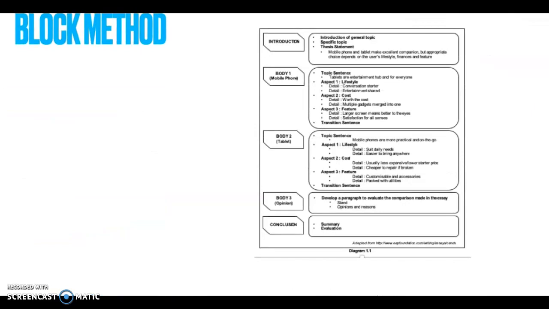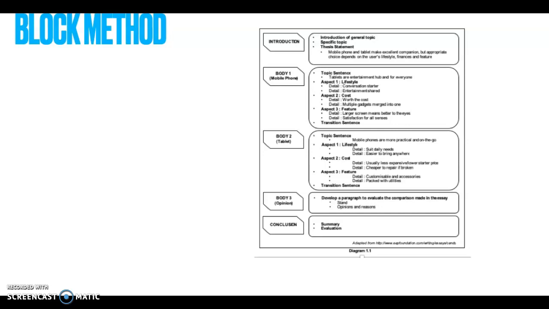Okay, here's one example. If you look at this one, this is a structure. You can see that the introduction shares a similar trait with the point by point method. The only difference is in terms of the body. So in body 1, you will talk about mobile phones, and then you will talk about what the similarities are, for example, in terms of lifestyle. What kind of similarity does a mobile phone have?